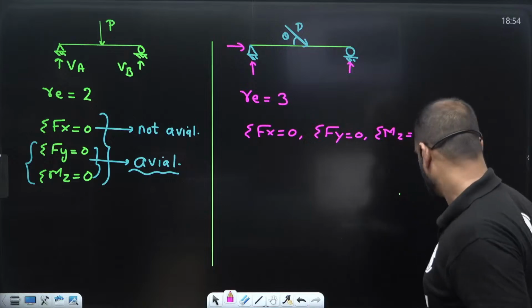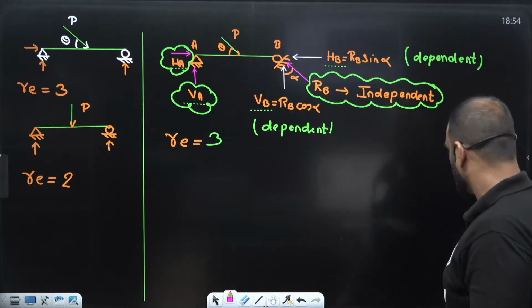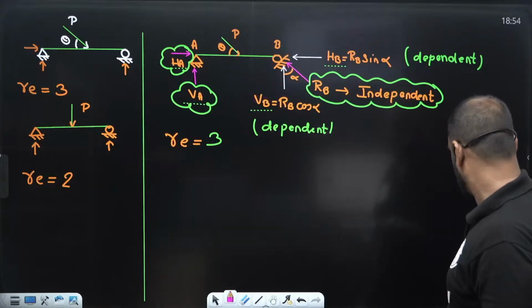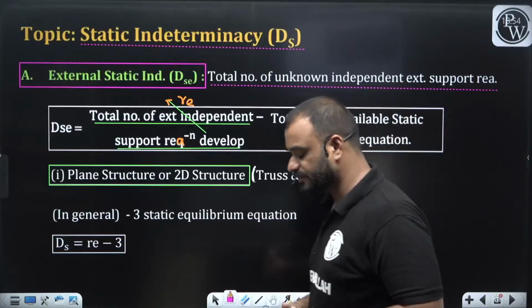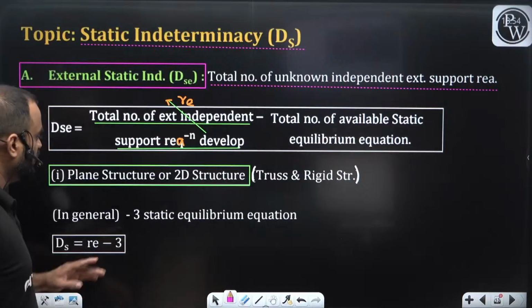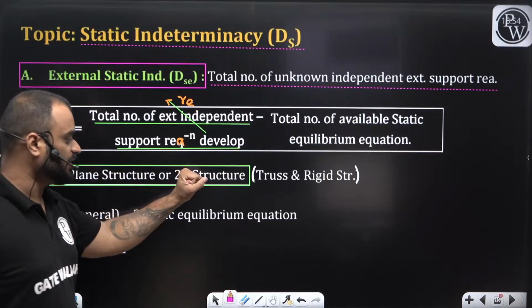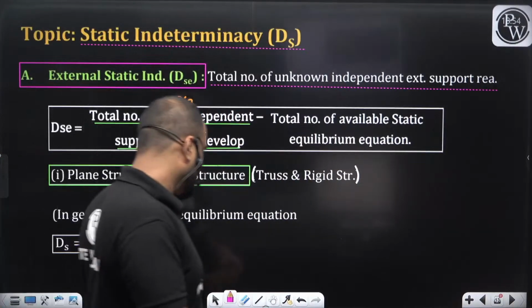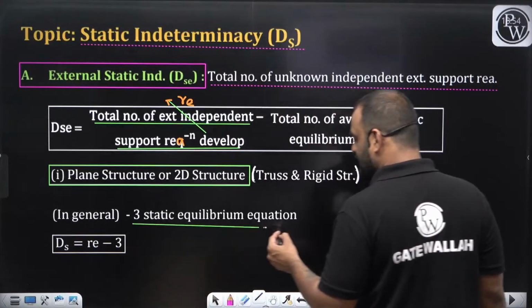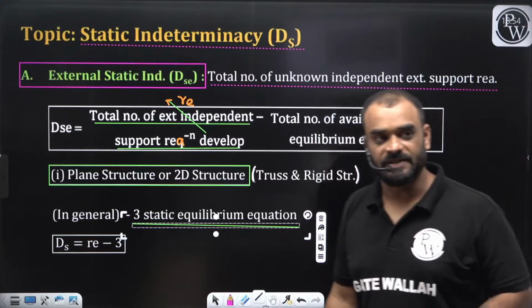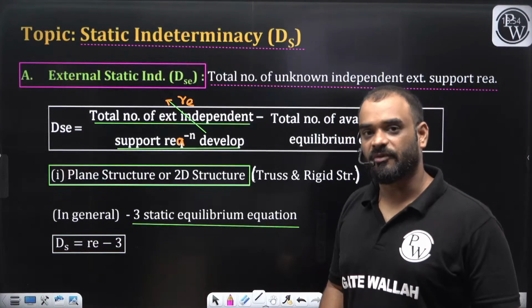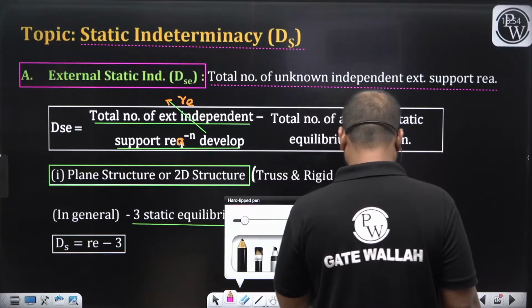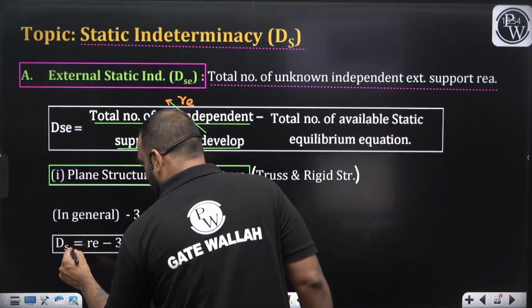So guys, listen very carefully. Right now you are able to understand what is available and what is not available. In general, if you have a plane structure or 2D structure, whether it is a truss or a rigid jointed structure, then in general we can say that 3 static equilibrium equations are present. And our formula to find out the external static indeterminacy is RE minus 3.